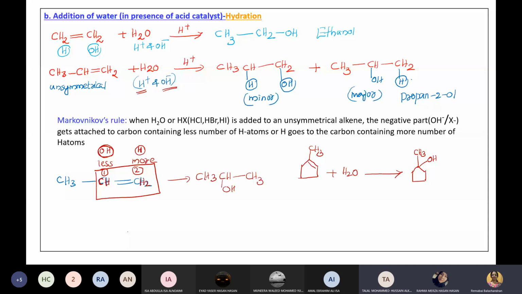Yes, because that carbon has only one H, and the other one has two H. No, that carbon has no H. Where? Oh, okay, it's connected to the other carbon, sorry. Do you want me to explain it? Anybody else? Yes, please. Okay, I'll explain. Look.